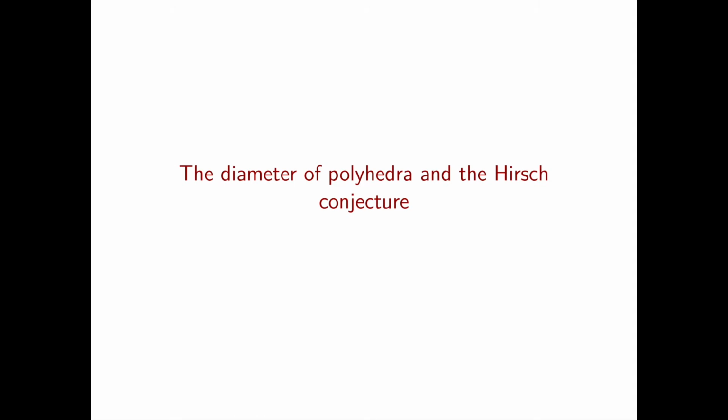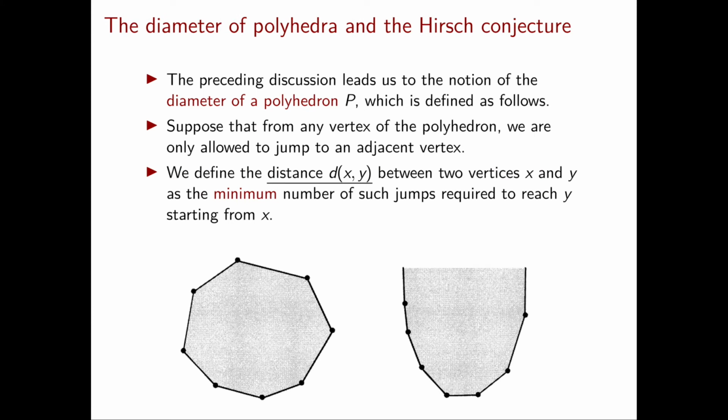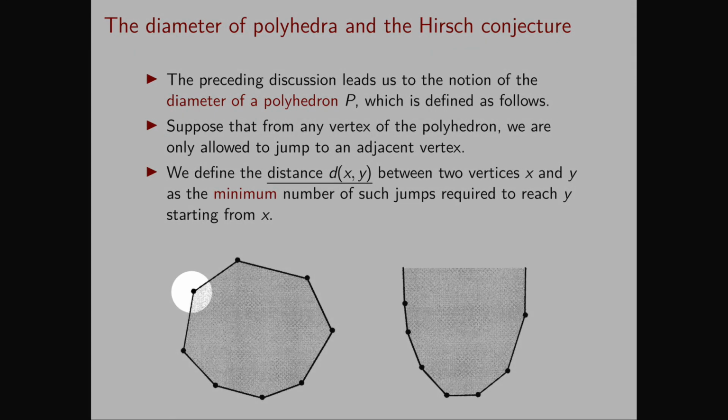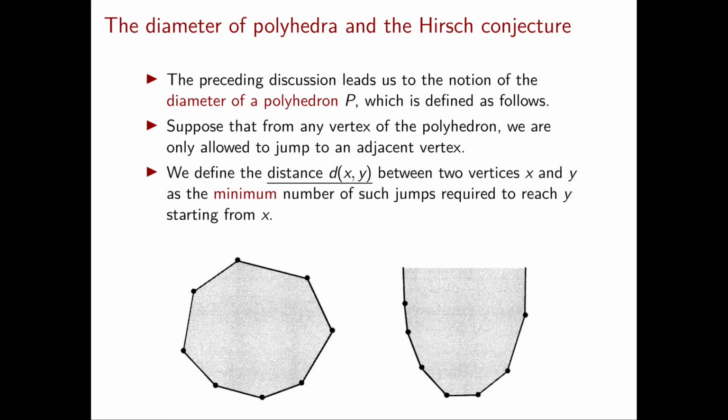In order to make progress in answering this open question, researchers study the diameter of a polyhedron. And this is what we're gonna discuss next. What I want to do now is to define what is the diameter of a polyhedron. As soon as we define it, we will immediately understand that it's closely connected with the number of iterations performed by the simplex method. Let's say that from any vertex of our polyhedron, we're only allowed to jump to a vertex that is adjacent. For example, in this picture, if this is our vertex, we're allowed to jump either here or here. Then we can define the distance between two vertices x and y.